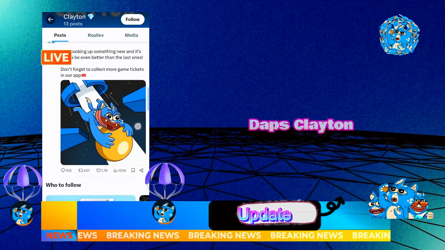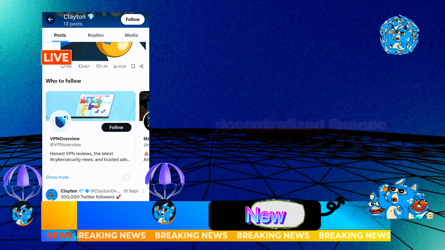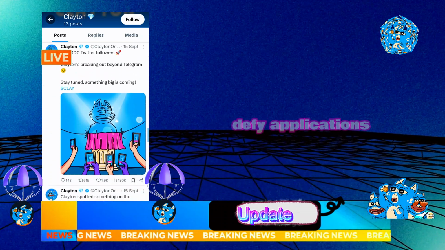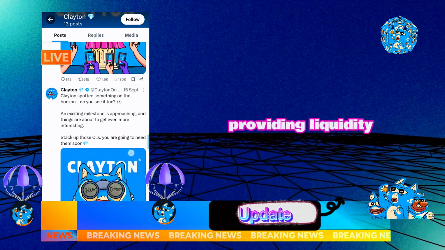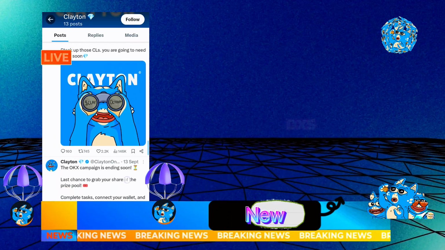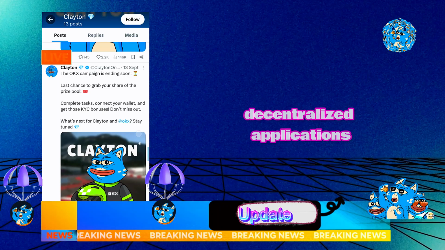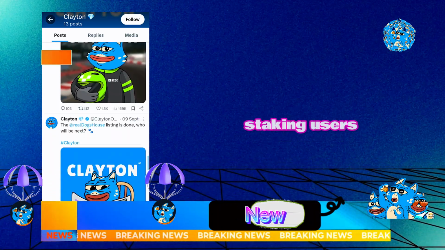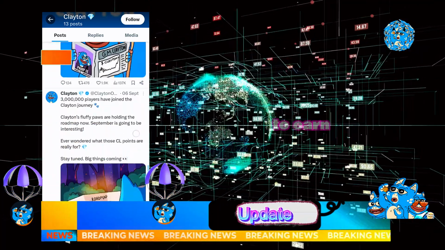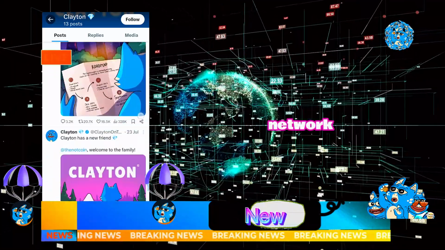DeFi and dApps. Clayton Airdrop is integrated into decentralized finance (DeFi) applications, providing liquidity for decentralized exchanges, DEXs, lending platforms, and other decentralized applications. Staking. Users can stake their KLY tokens to earn rewards and secure the network.